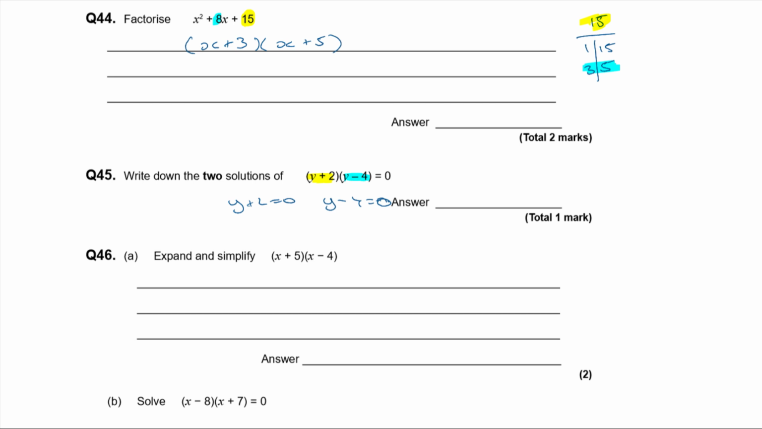Now, if y + 2 = 0, it must be that y is equal to minus 2, because minus 2 plus 2 is 0. And if y - 4 = 0, it must be that y was 4, because 4 take away 4 is 0. So my answer is minus 2 and 4.